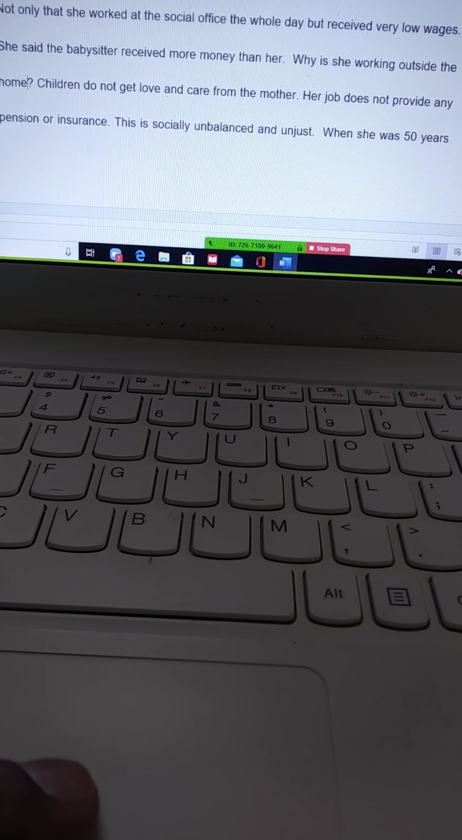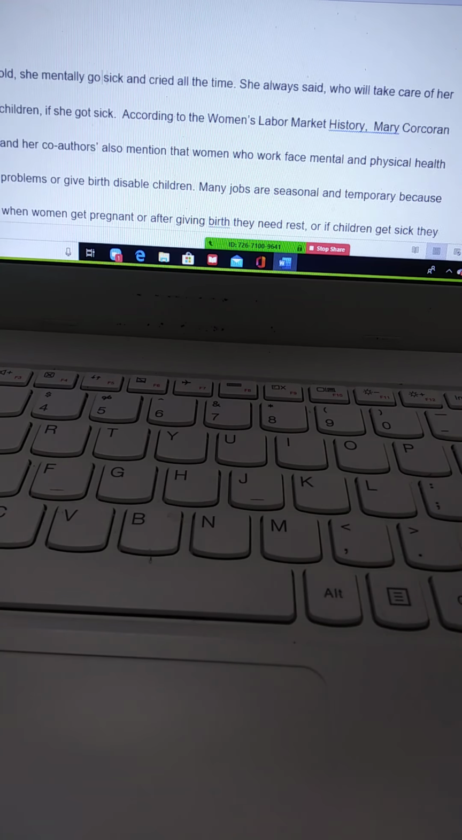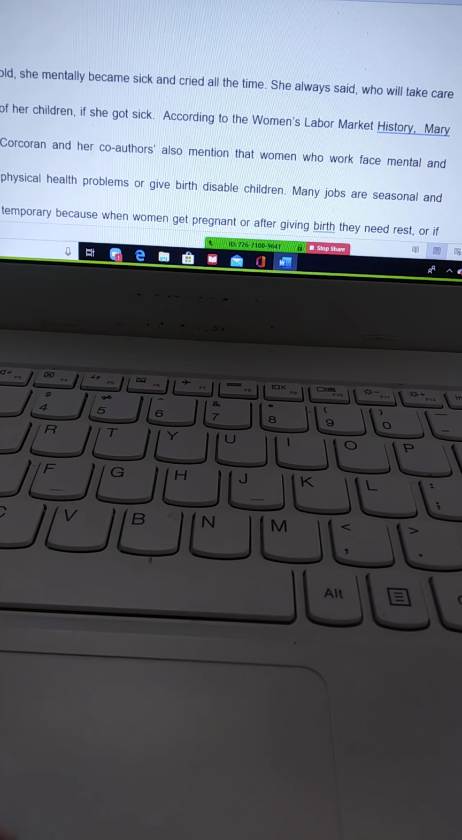When she was 50 years old. Unjustice? It should be unjust or unjustice? No, unjust. It's perfect. She was 50 years old. She mentally. So instead of, see how you have got, she got sick, so she became sick. If you can get comfortable with that pattern, you see when you're reading the authors that write, they don't write like that. They'll say became sick. They won't say got sick. And sick and cried all the time. She always said, "Who will take care of her children?"